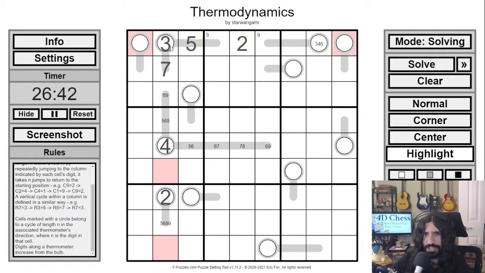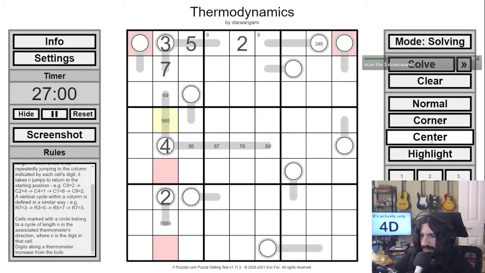Ooh, I might have just found something. If this is... Okay, so this 4 cycle... Oh, hold on, no. If this is... Okay, this vertical cycle here... This guy points to here, and it can't point back to itself, so this can't be a 5. So this points to either 6 or 8.